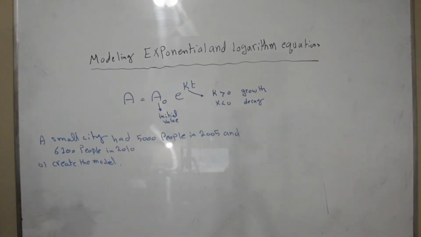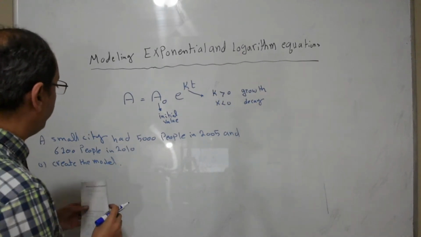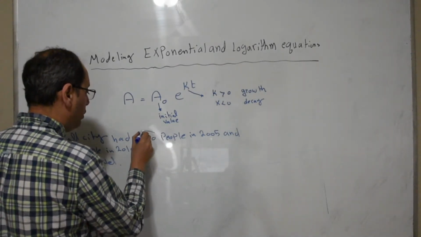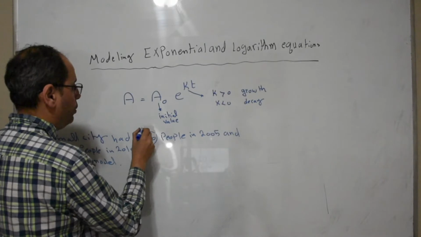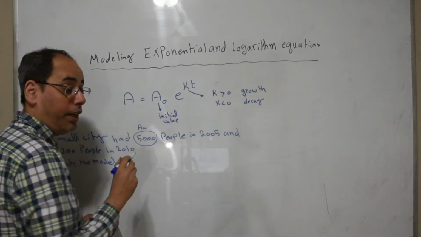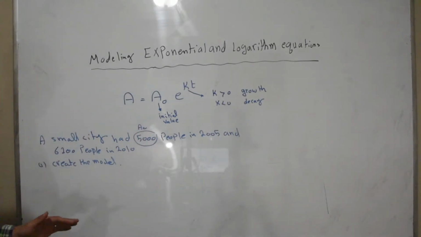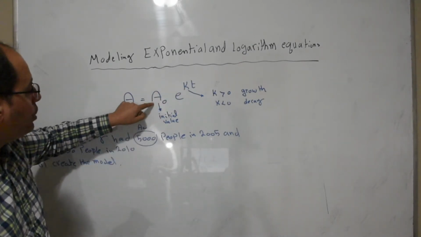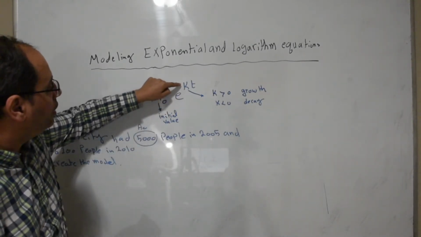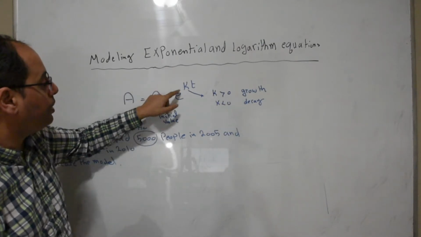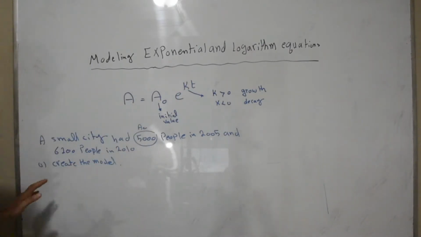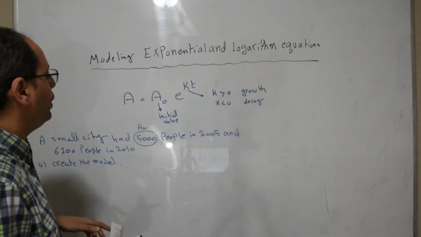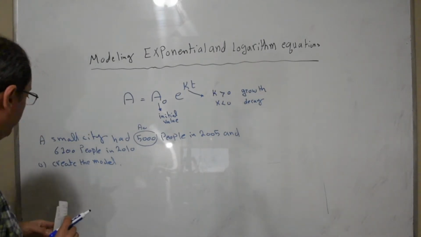Okay, so now I have the 5,000. This is the initial value. So this is A naught. And I need to find K. E is fine. I need to find K, and this is going to be a function in terms of T. My goal is to find K. So how can I do that?